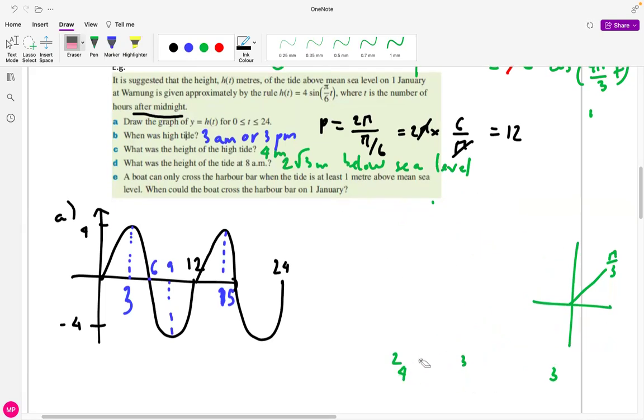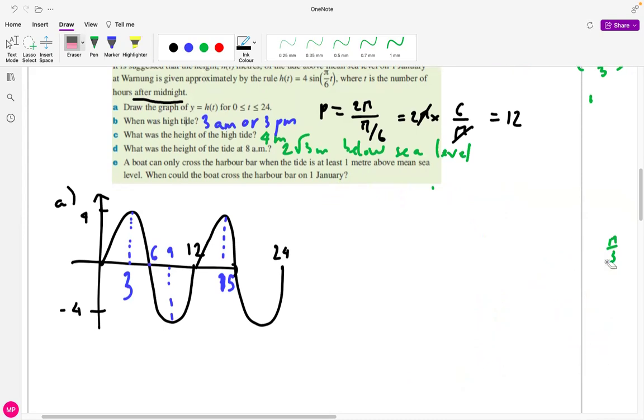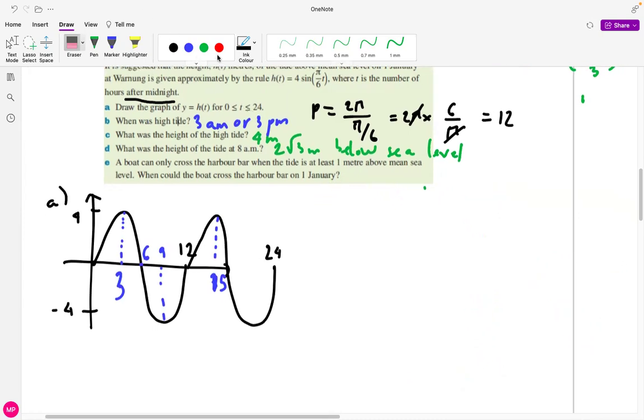All right, question A. A boat can only cross the harbor when the tide is at least 1 meter. So here they tell you that it's 1 meter above the sea level. So think about 1 meter being somewhere here, and you want at least 1 meter. So you need this section here to be above 1, right? And similarly, you can have the other section as well, also above 1 meter. So they're asking you, when could the boat cross the harbor? So they ask you from where to where and from where to where.